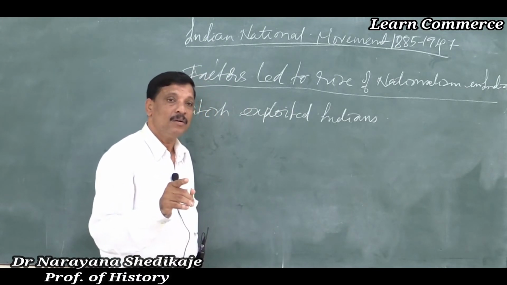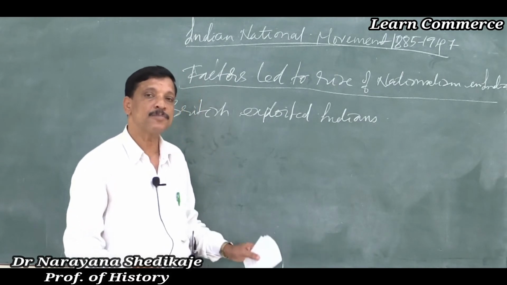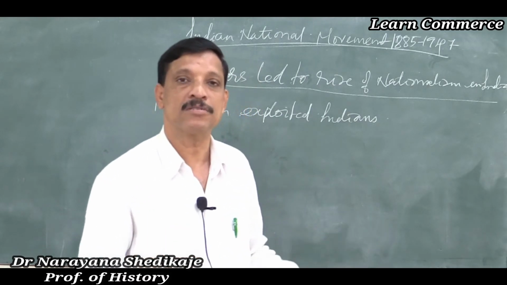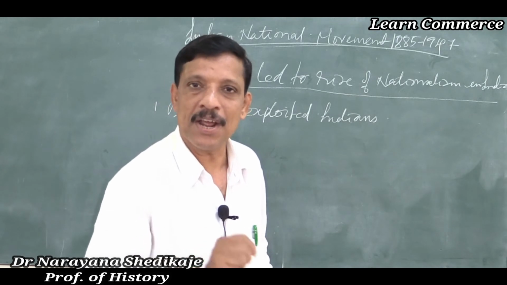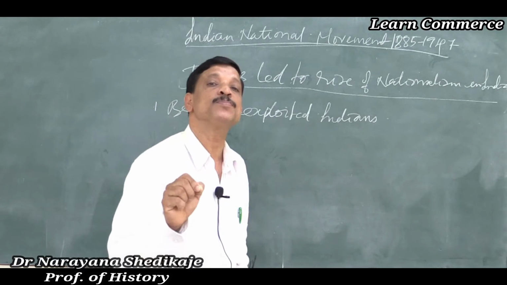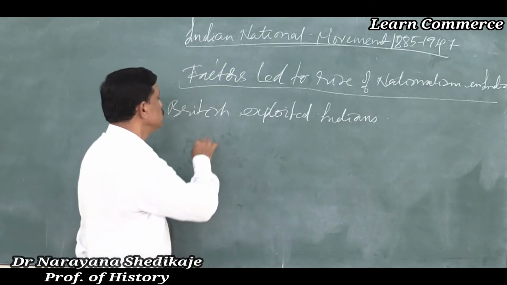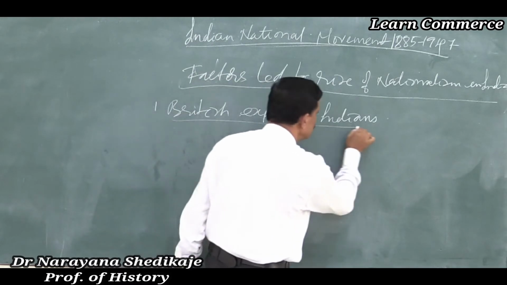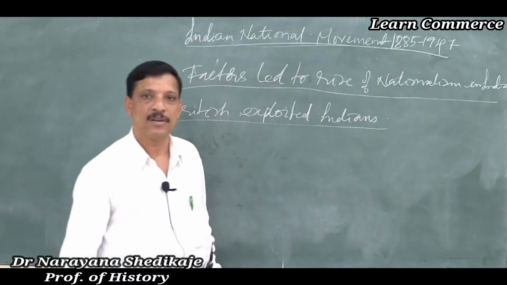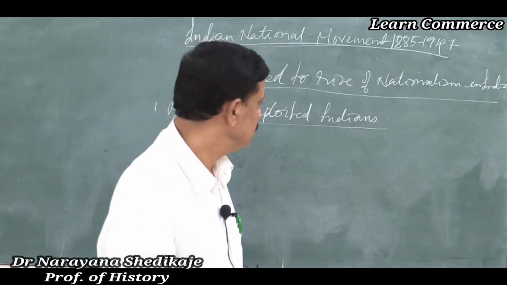So now Indians understood these are the exploitative measures taken by the British to suppress the Indians, to exploit the Indians, and make Indians poor. So that is why they understood. So these exploitative policies of the British are one of the reasons for the rise of Indian nationalism.